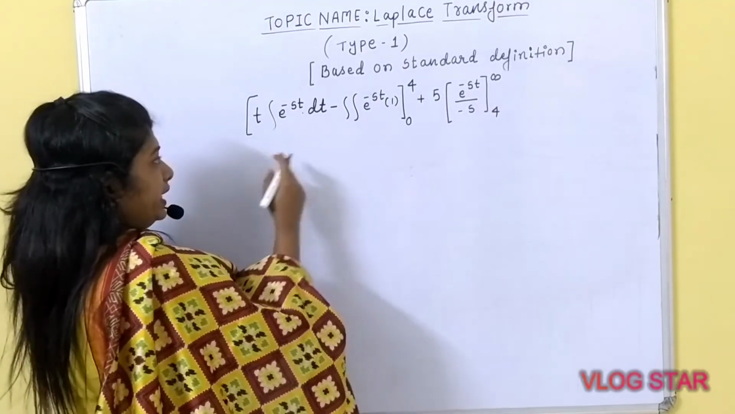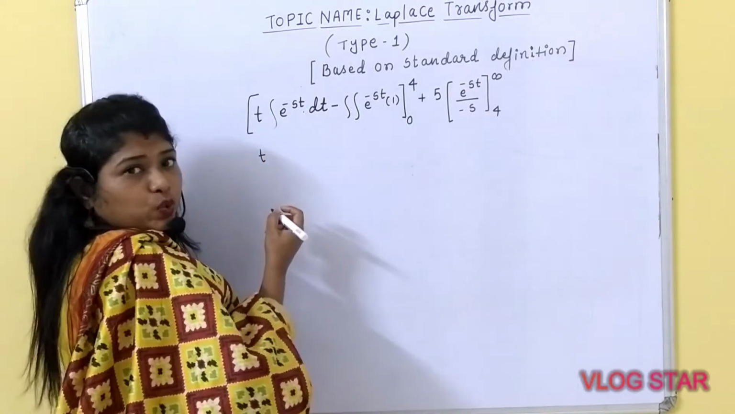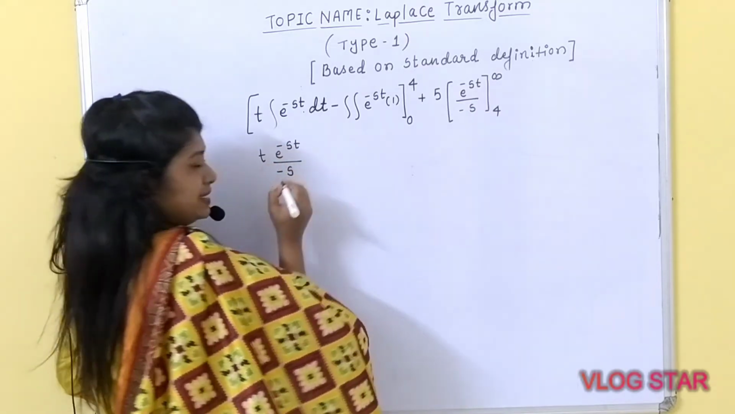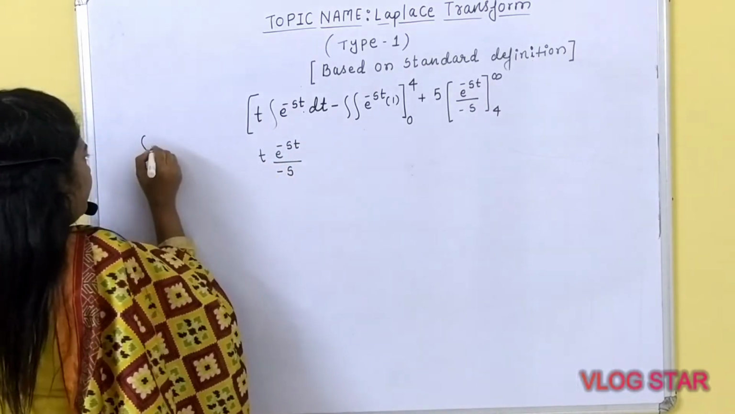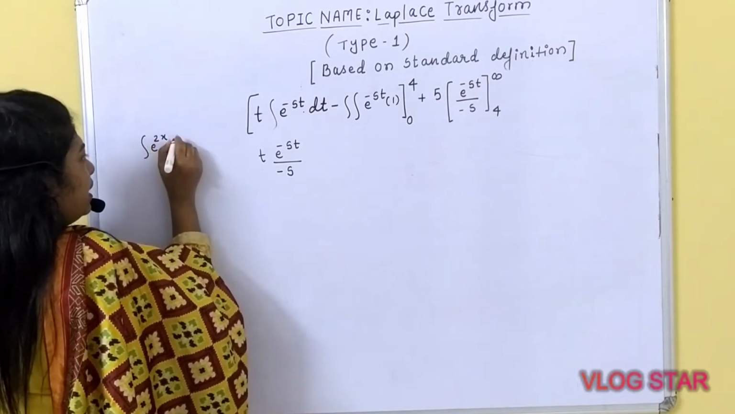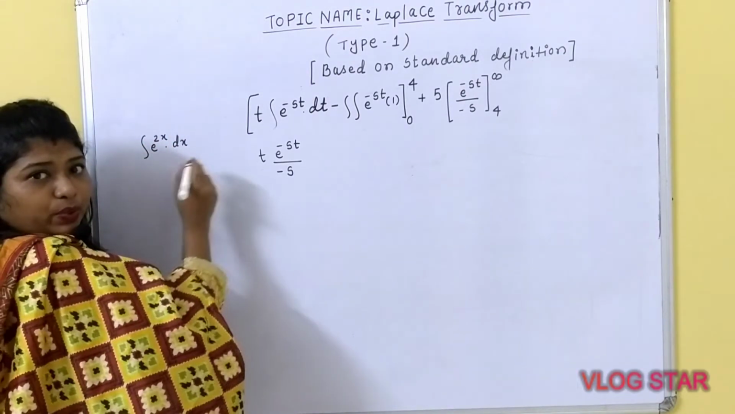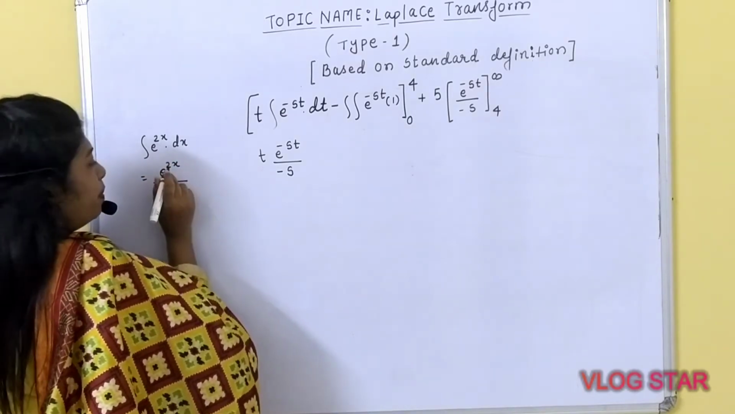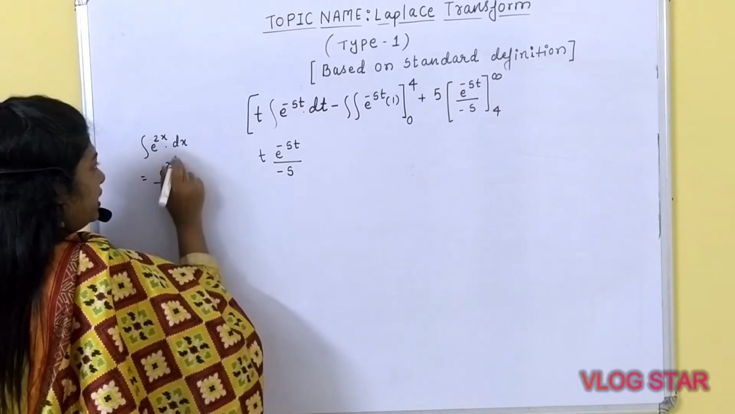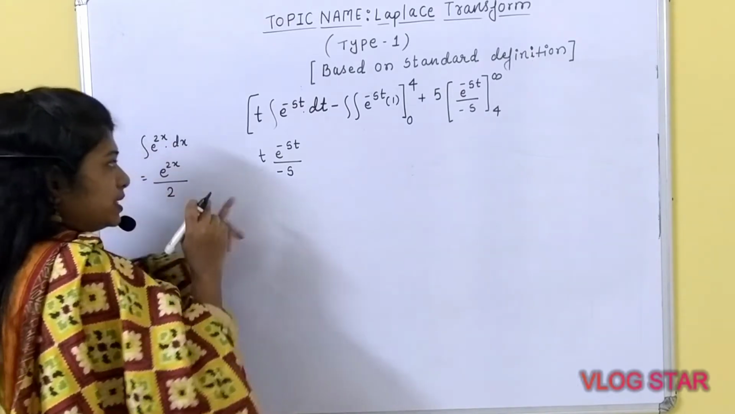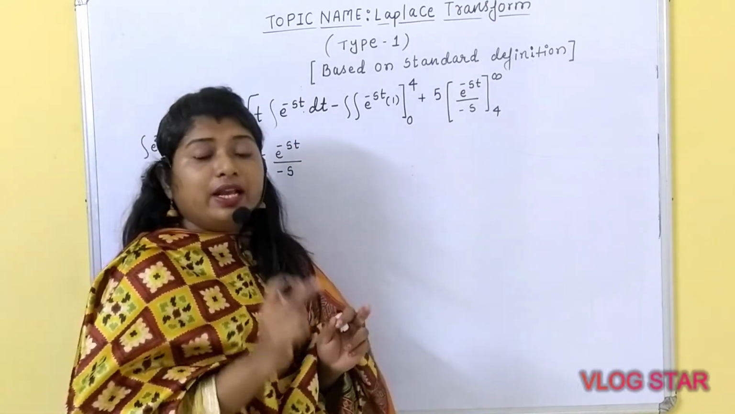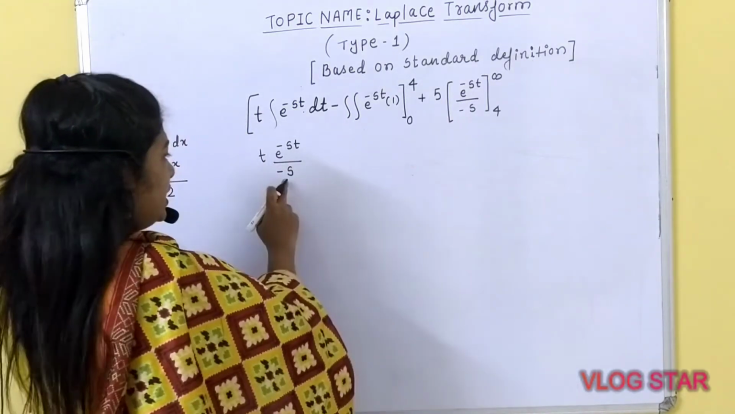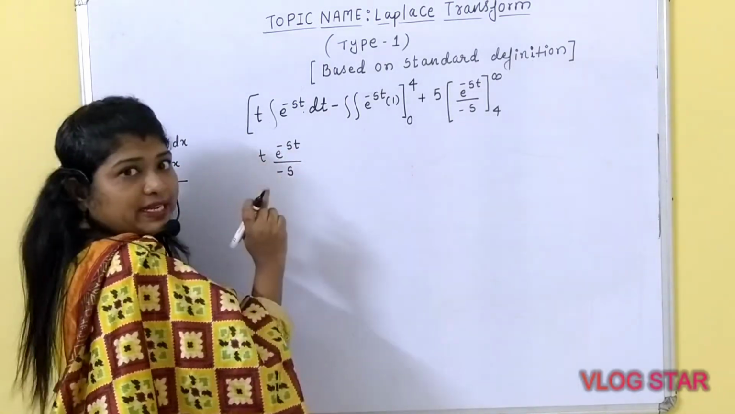Similarly, we need to apply the integration. What is the integration of e raised to minus st? It is e raised to minus st by minus s. Am I right? So let's consider one example to understand this. If I need to calculate the integration of e raised to 2x dx, what is the integration? It is e raised to 2x upon the derivative of this particular term with respect to dx, which is 2. So similarly, in this case, we have to take the integration of e raised to minus st with respect to dt. So that is equal to e raised to minus st by minus s.